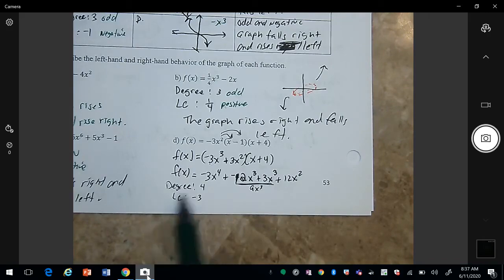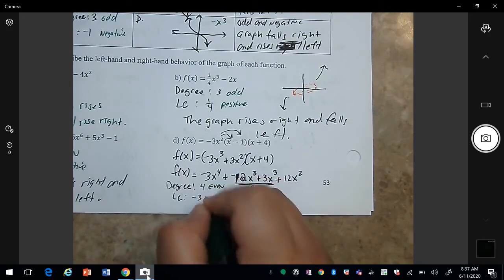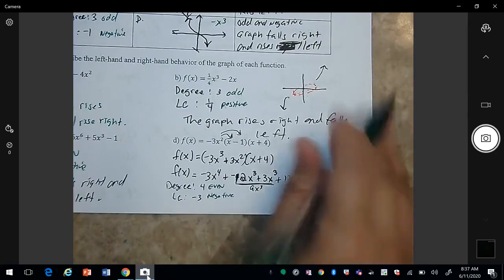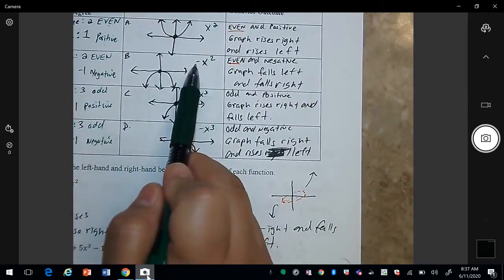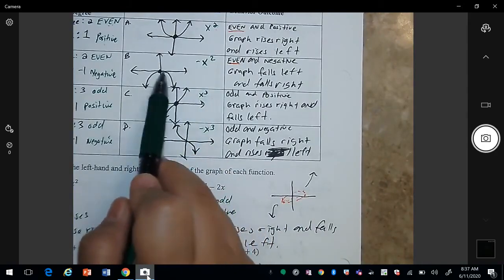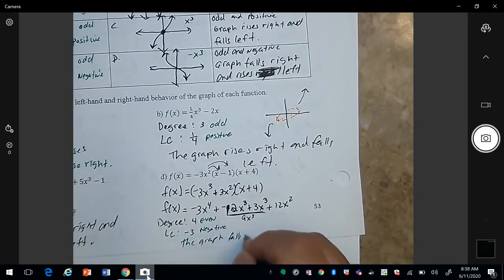So since my degree is even, and I have a leading coefficient that's negative, then that behavior is going to be an even degree with a negative leading coefficient. So it's going to act like this. So we say the graph falls right and falls left.